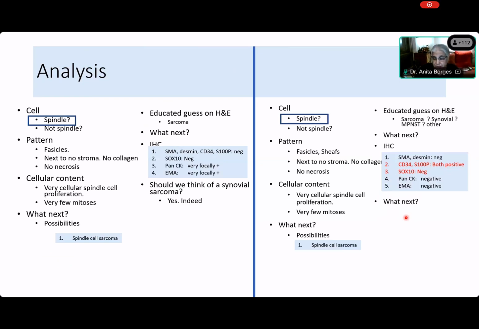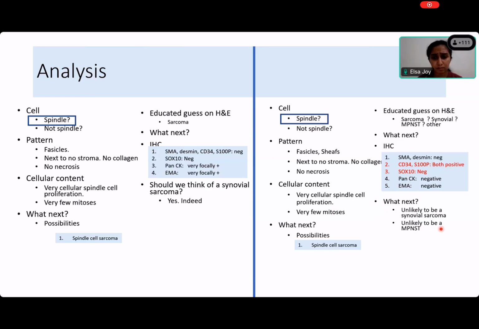Over here, we have to do something else because now what is this funny thing? CD34 and S100 protein. It is, of course, unlikely to be a synovial sarcoma. That one is likely to be a synovial sarcoma. Is it likely to be an MPNST, a malignant peripheral nerve sheath tumor? SOX10 is negative, but it might be negative.